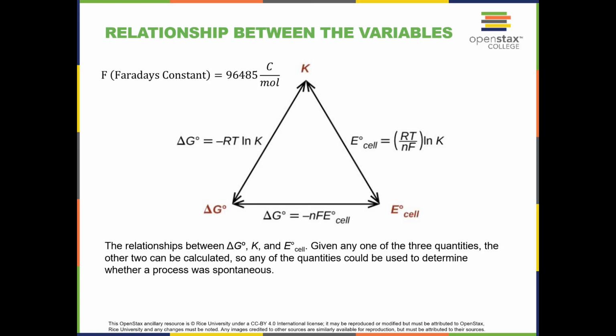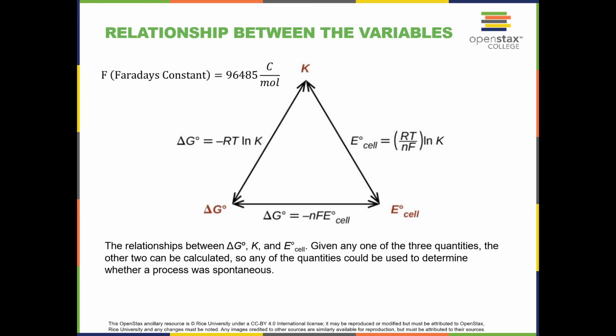Now, I will note, I took this picture right out of your textbook. We are going to use slightly different versions of these equations, especially this one, because this RT and F can be simplified, and then we use the log of K instead of the ln of K. I also want to let you know the new variable, which is F, Faraday's constant, which is 96,485 coulombs per mole. I also want to let you know that N is the number of electrons transferred, because that will come up.